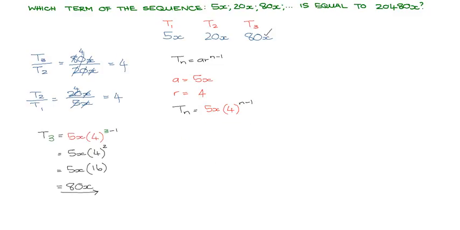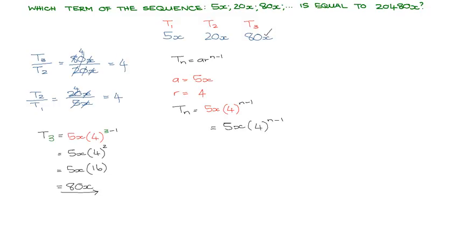Okay, so now because we've done that and we've proven that our general nth term is right, we can go ahead and try and conquer the actual challenge at hand, which again is: which term of the sequence 5x, 20x, and 80x is equal to 20,480x? Let's put our general nth term down first. So it equals 5x, open bracket, 4, close bracket, to the power n minus 1.